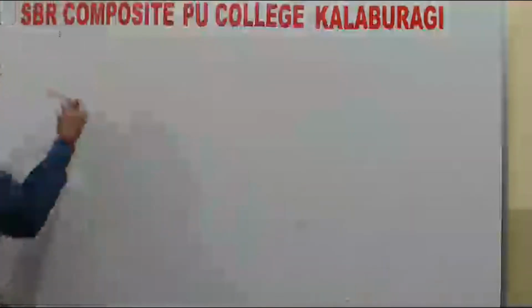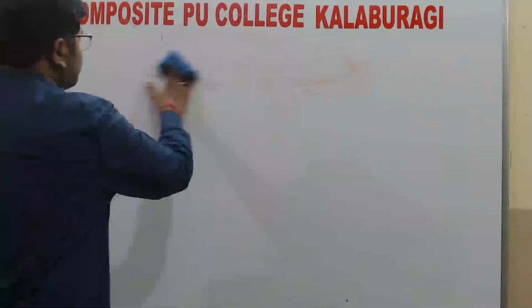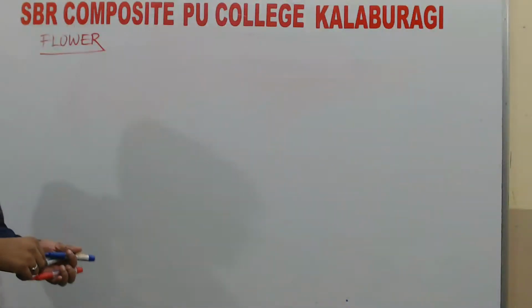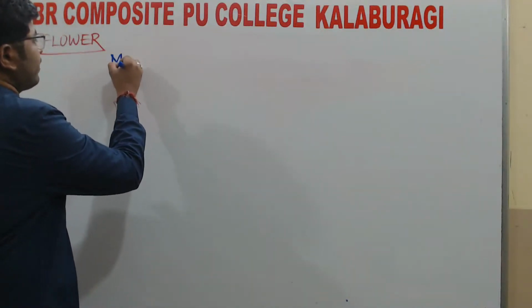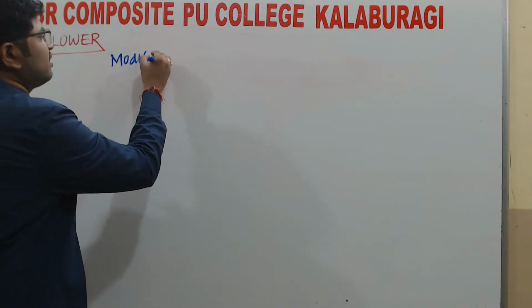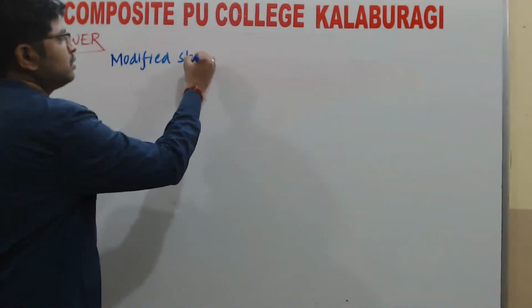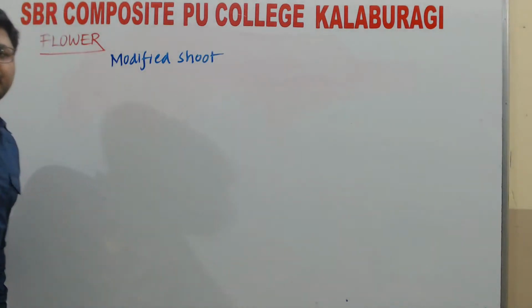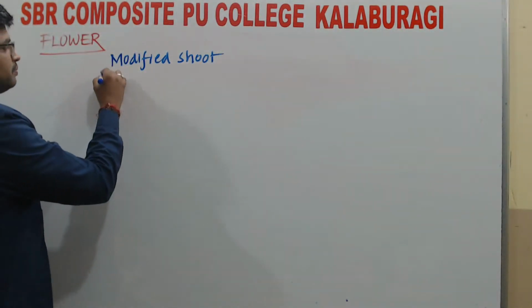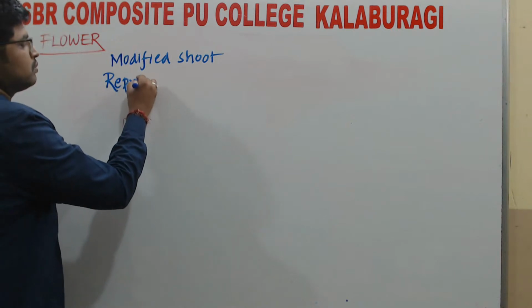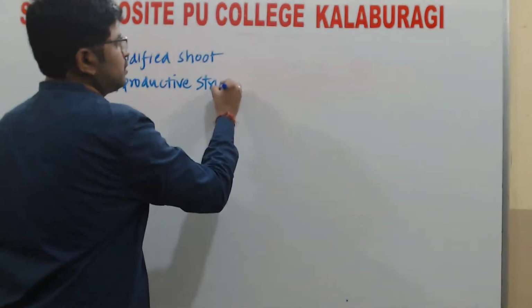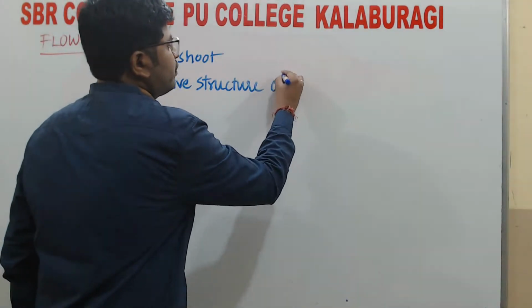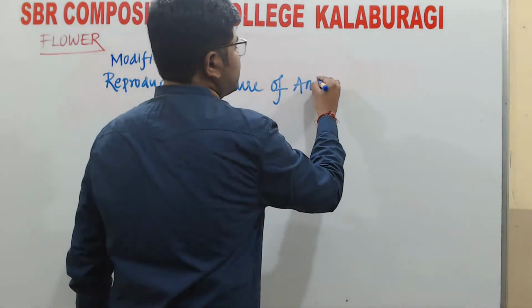What is a flower? Flower is a modified shoot. It is a reproductive organ of angiosperms, that is flowering plants.